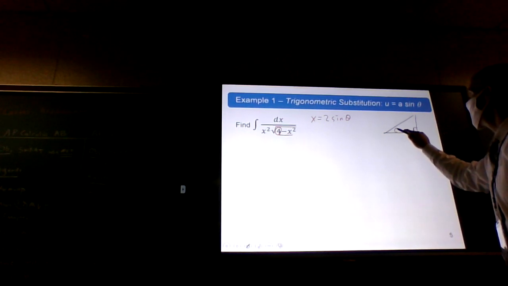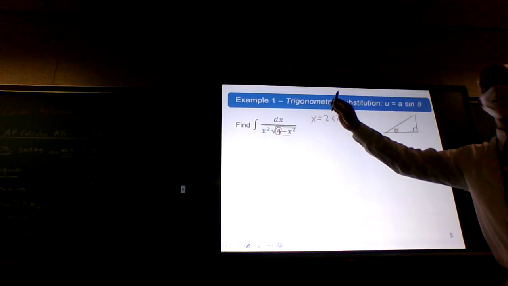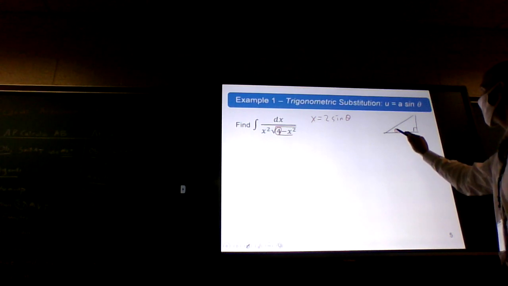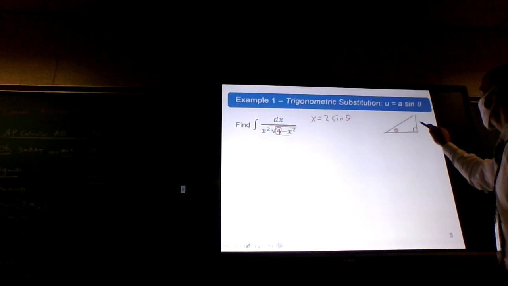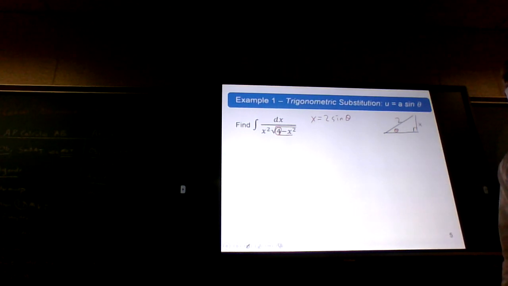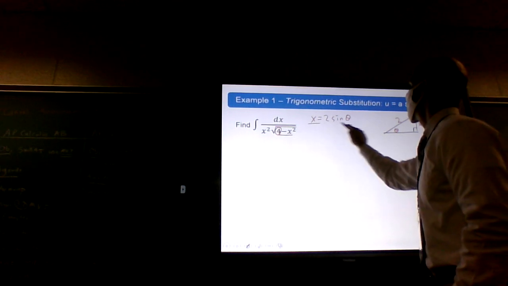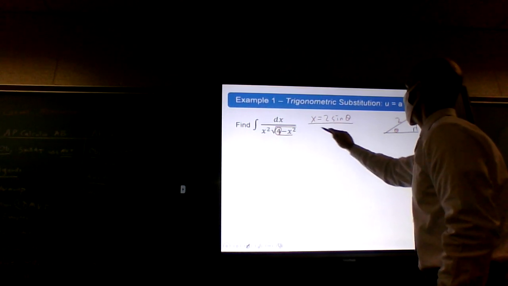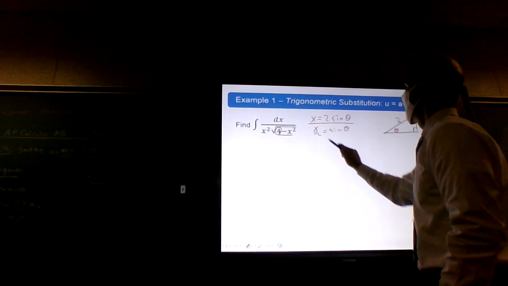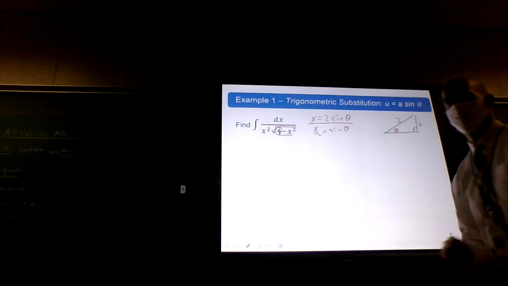Okay, so if this is theta right there, sine is opposite over hypotenuse, correct? So what's opposite here? This is going to be x over the hypotenuse, so that's going to be 2. Now you might say, well, Mr. Brown, how'd you get that? Well, look at this right here. This is the same thing as saying that x over 2 equals sine theta, right? So x is opposite, and 2 is the hypotenuse.